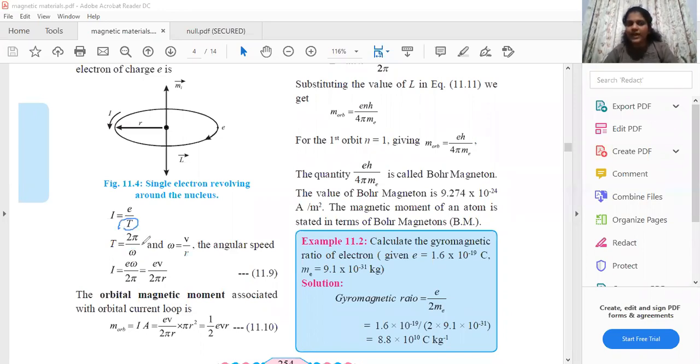So what they have done over here is, instead of T, they have substituted 2 pi by omega first. Substitute this over here, so I'll get something like this. Omega is in the denominator, so it will go up: E omega upon 2 pi. Yes or no? And then instead of omega, put v by r. You all can remember it like this as well. So here we have reached I is equal to E v upon 2 pi r.